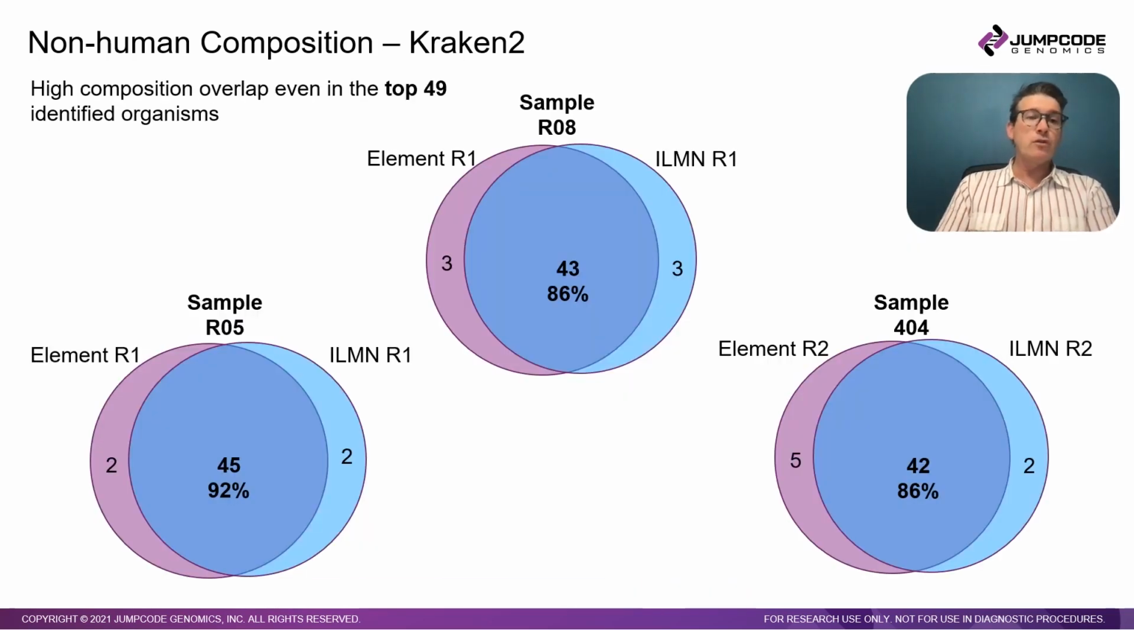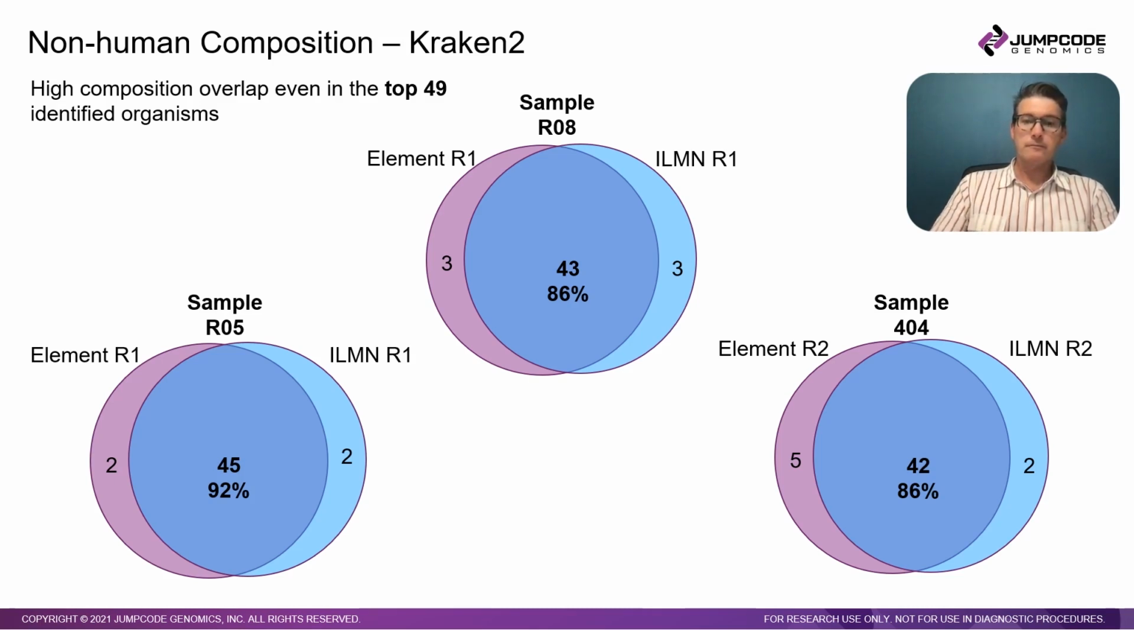Next, when we increase that top composition to 49 identified organisms, you can see here that we still see a very high concordance, where out of 49 organisms, from 3 of the samples, we see that we have a concordance of 92%, 86%, and 86%.